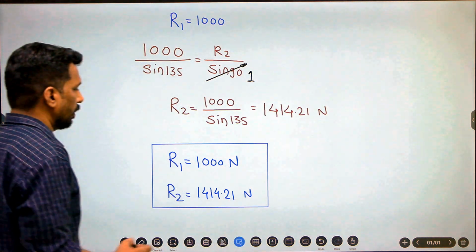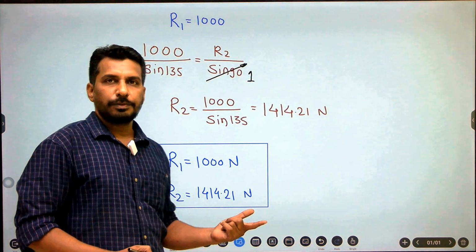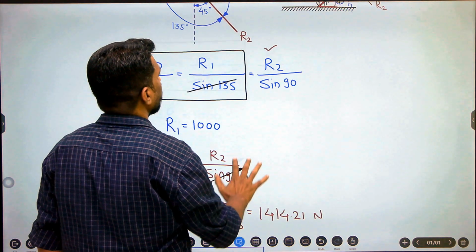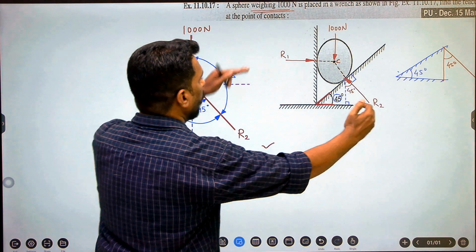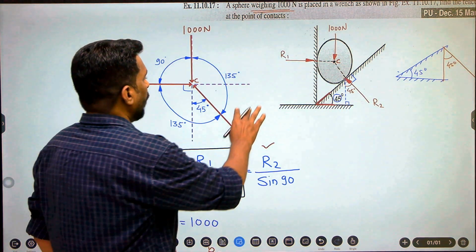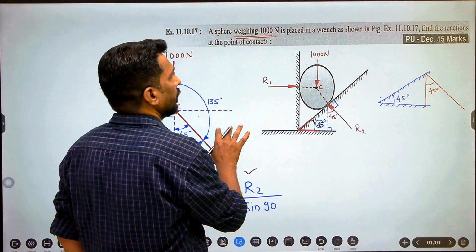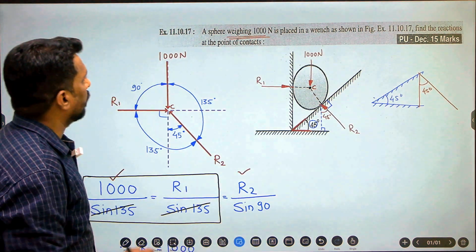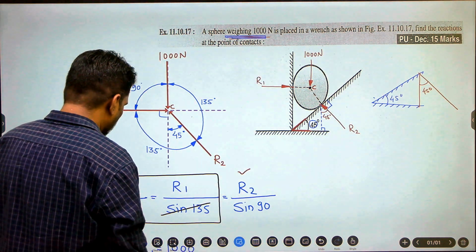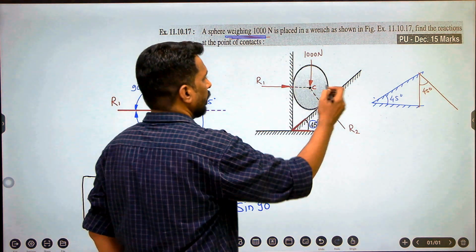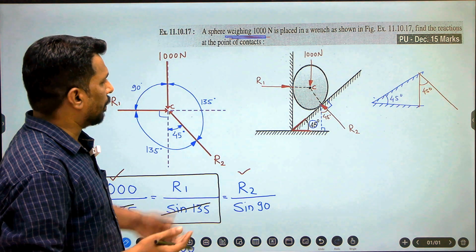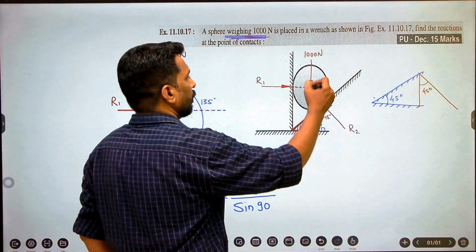So these are the final answers, and both are positive. It means that the directions that we have assumed at the start, that is compressive towards the center, are correct. So quickly we'll revise the question that we have solved. They have said a sphere weighing 1000 Newton is placed in a range. This structure is a range and the sphere is placed in between it for gripping purposes. Now 1000 Newton will act vertically downward.